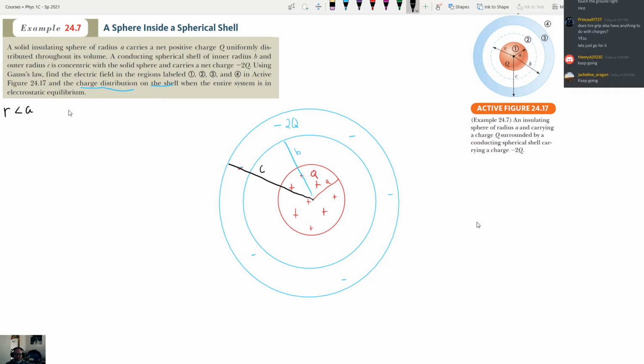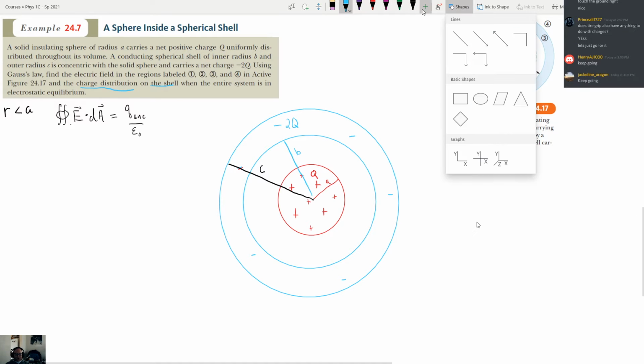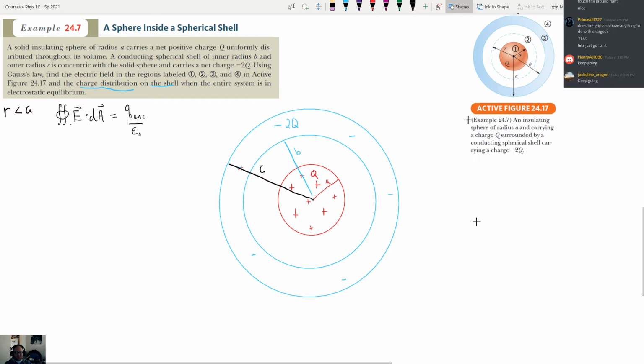Now, in order to do this, we're going to use Gauss's law. So we're going to say the surface integral of E dot dA is equal to the charge enclosed divided by epsilon naught. We've actually already done this, but I'm going to go through the derivation again. So to do this, we of course have to draw a Gaussian surface. What our Gaussian surface is going to look like is a circle.